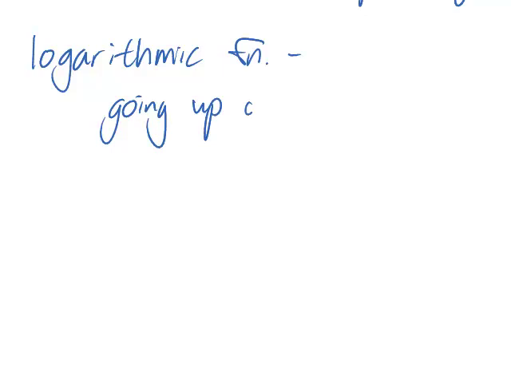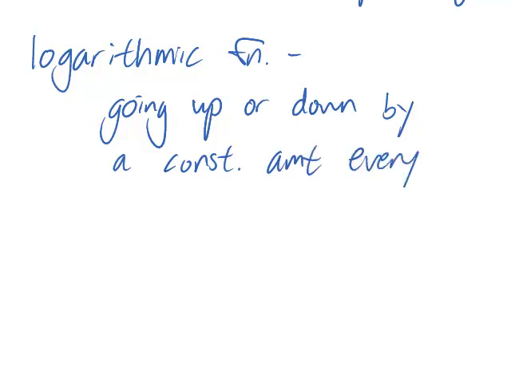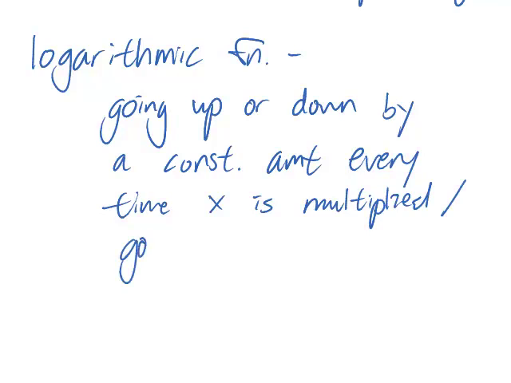Okay, logarithmic functions. This is going up or down by a constant amount every time x is multiplied, or goes up, by a constant factor. So in the previous example, we said we double.